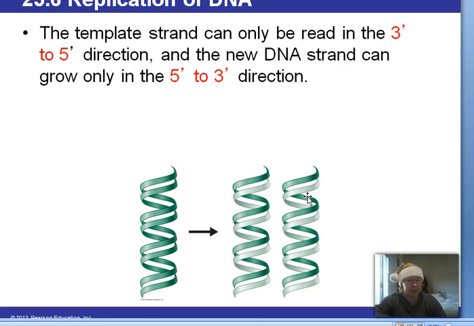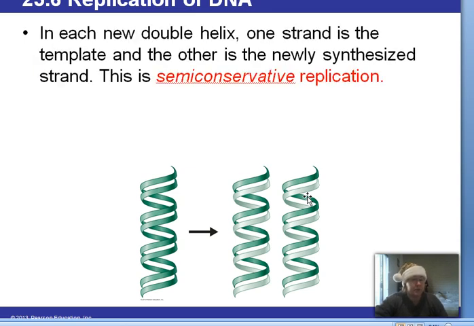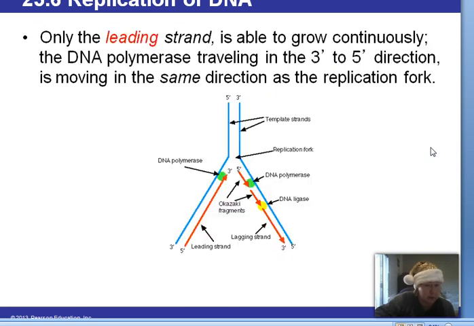The template strand can only be read 3' to 5', and the new DNA strand can only grow in the 5' to 3' direction. So one strand is the template and the other is the new. This isn't the best graphic. These are both green. You can see that this dark green one is the old strand, and the white strand is the new strand. So there's one old and one new in each new double helix.